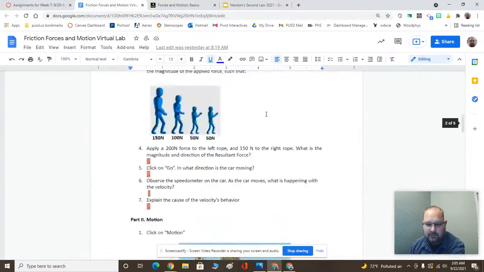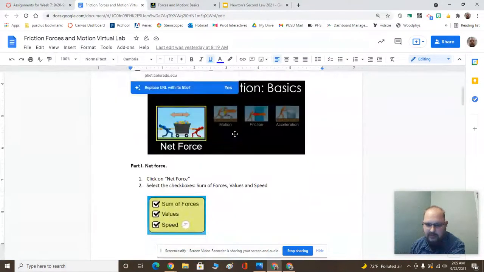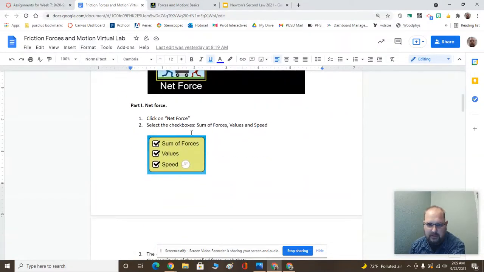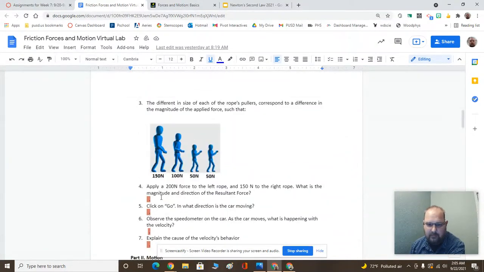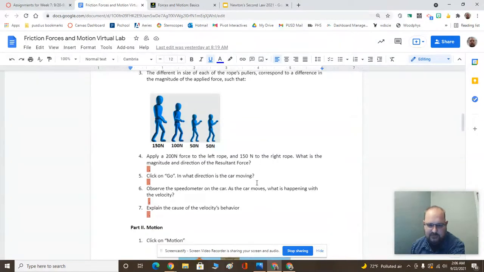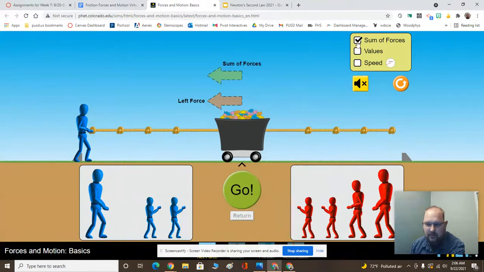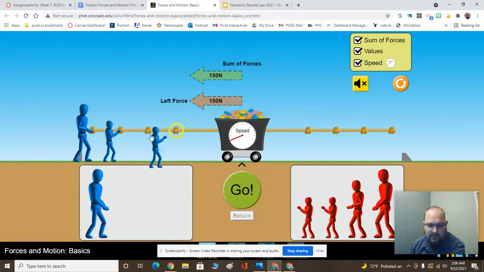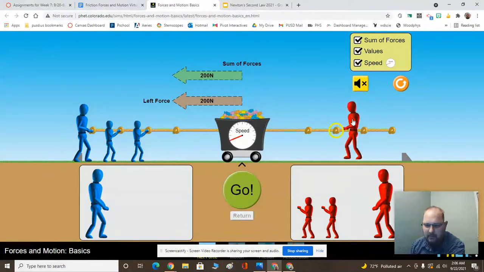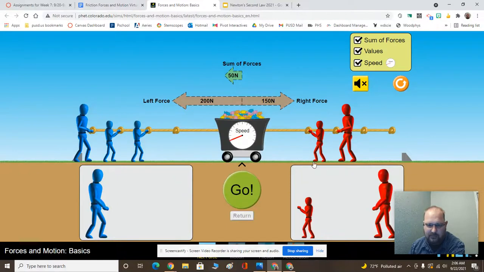Okay, so the first thing that we are looking at here is it says to click on the net force, and we're going to go ahead and apply 200 newtons of force to the left rope and 150 newtons to the right rope, and look at the magnitude and direction of the resultant force. So if we are to do that, that is going to be 100 newtons of force there. We can add 2 more little guys to make it 200 newtons there. And we can do 150 newtons there.